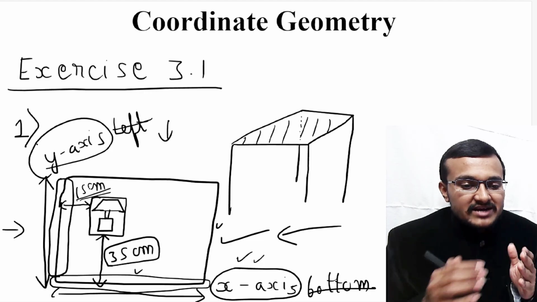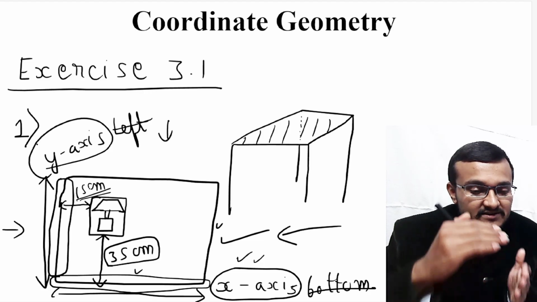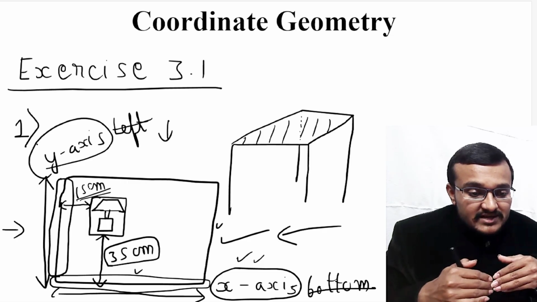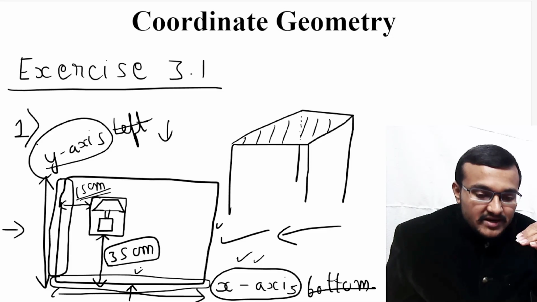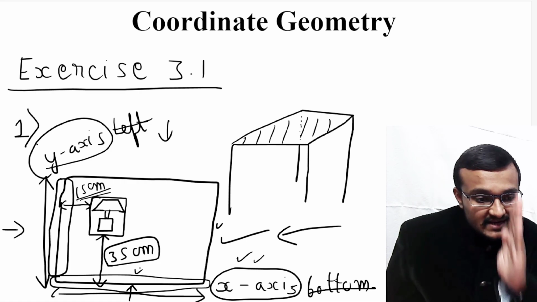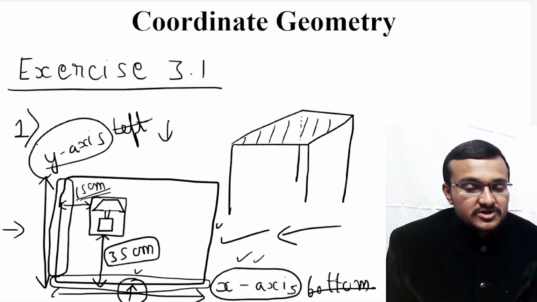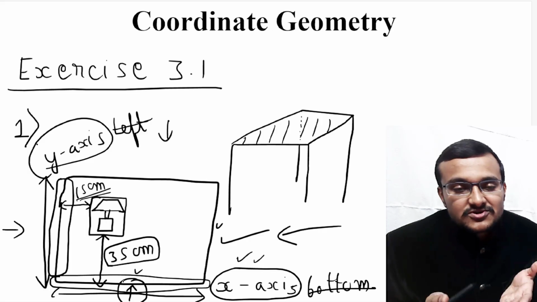Or simply you can say the table lamp is 35 centimeters away from one edge. If you are viewing this table from this side, from this direction, then the bottom part you can consider as the bottom edge, and the left edge you can consider as the left edge if you are viewing from this particular side. So that way also you can answer this question.